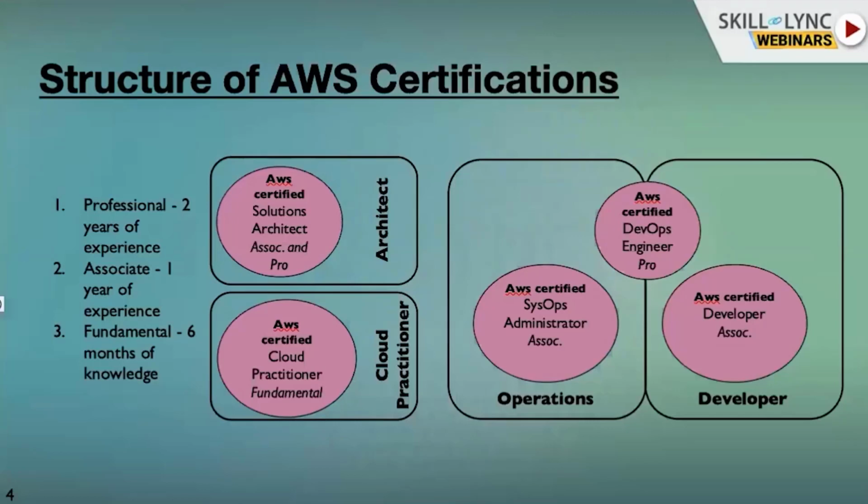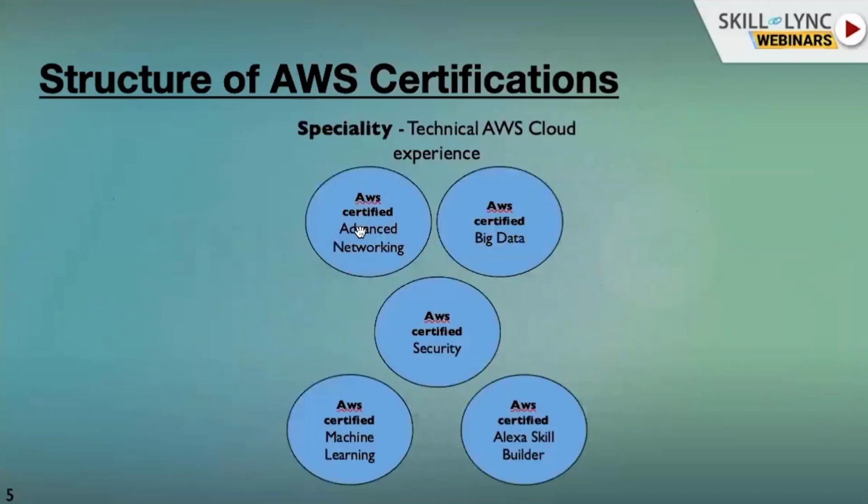Then the last one is the Specialty certification, where knowledge of two or more domains is required. Our AWS Certified Security Specialty comes under the specialty certification because this particular security domain needs multiple domain knowledge.